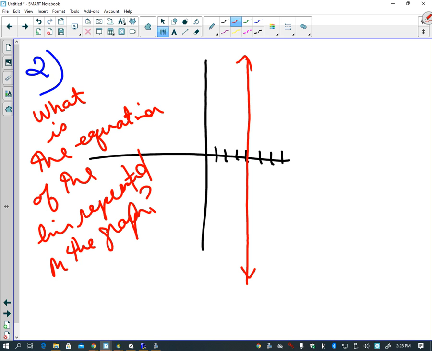Anybody know what the equation of that red line is? Go ahead. Nope, it is not y equals 4. Okay, in order for it to be, what's that? It's x equals 4. It is x equals 4. So vertical lines are always x equals. Now, let me ask another question.